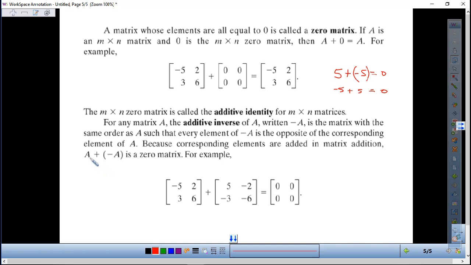So if we add A plus the additive inverse of A, or the opposite of A, we get a 0 matrix. So negative 5 plus 5, 2 plus negative 2, 3 plus negative 3, 6 plus negative 6. You end up with 0, 0, 0, 0, the 0 matrix.